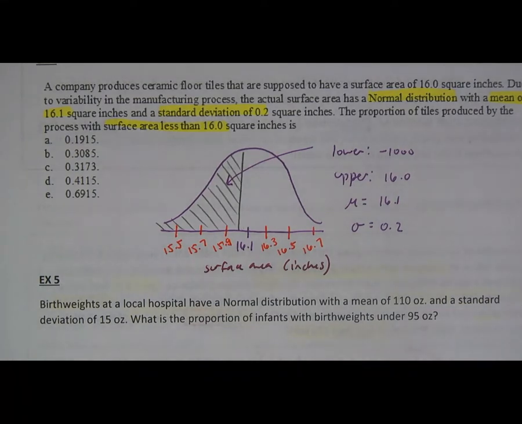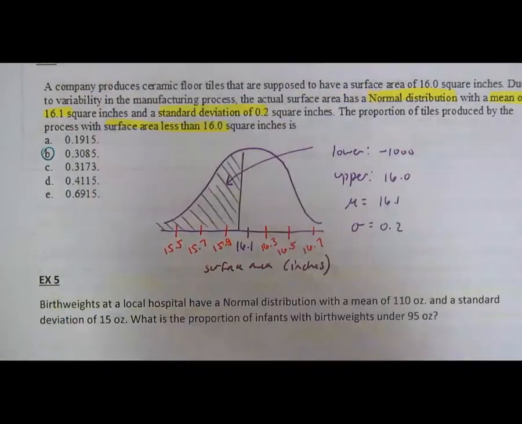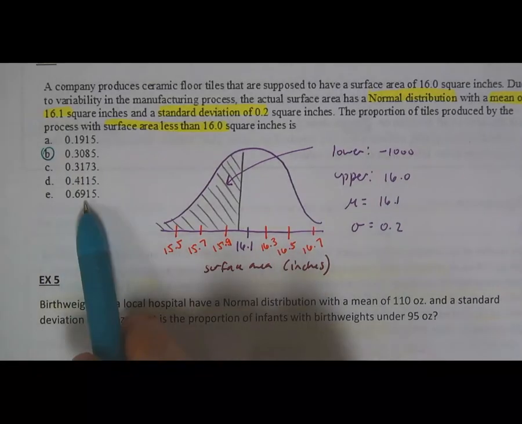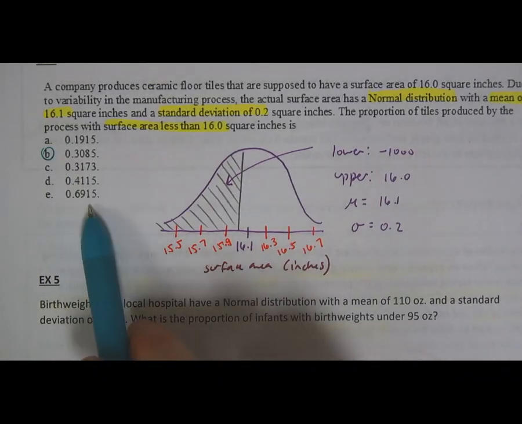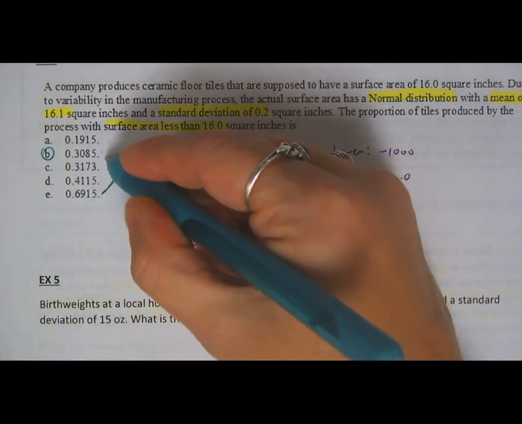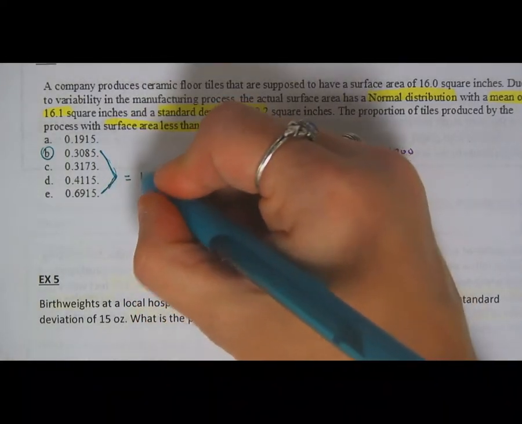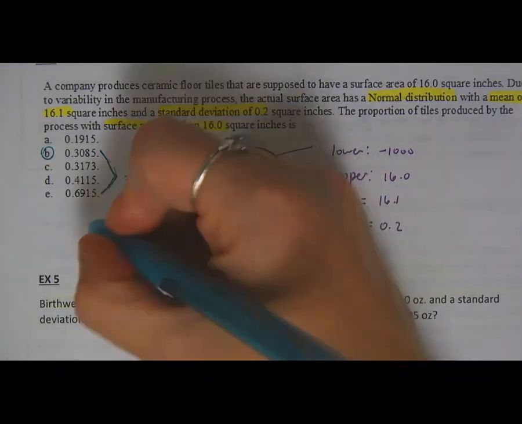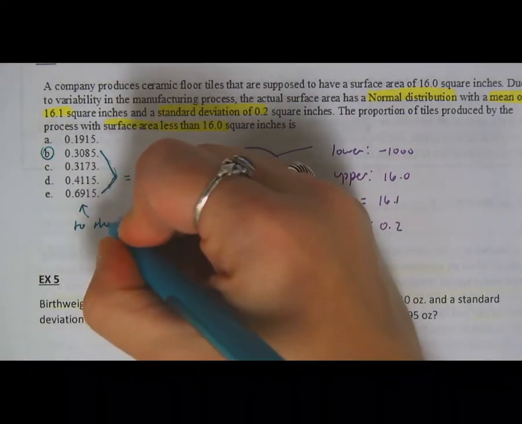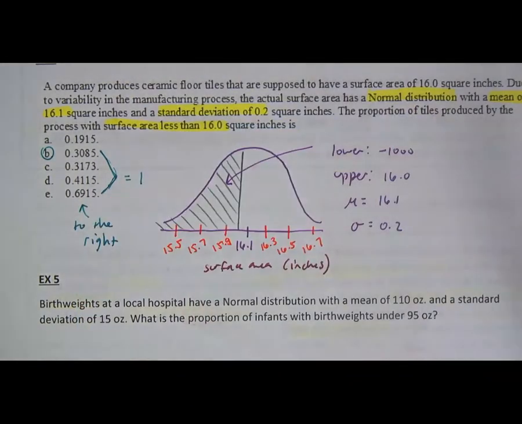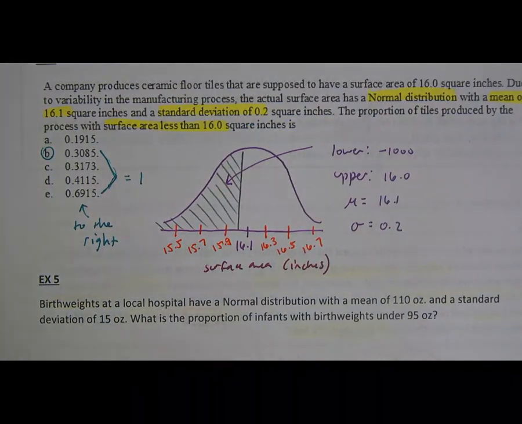All right, is it A, B, C, or D, or E? B as in boy. The person who put E accidentally shaded to the right. As if you notice, these two added together equal 1. So this is to the right. So that would be if the question said more than 16.0 square inches. Just as a little extra info there.